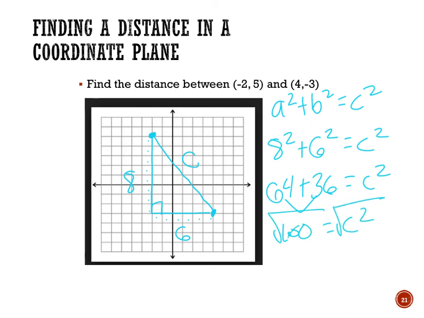Take the square root of both sides. The square root of c squared equals c. The square root of 100 equals 10. So the distance between these two points is 10.